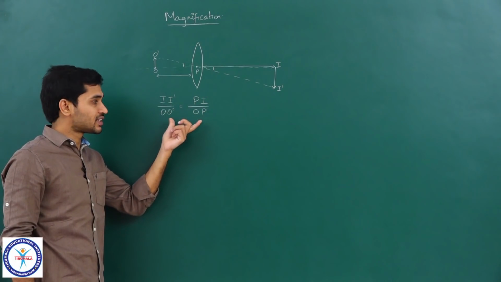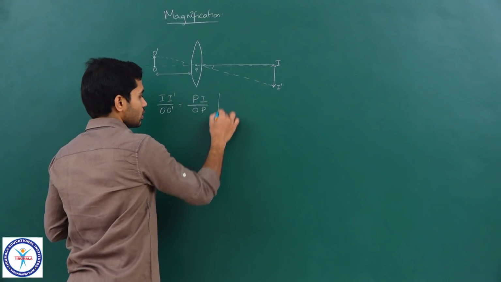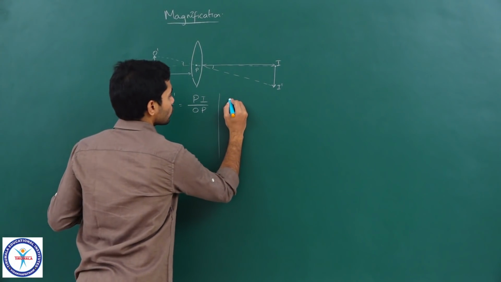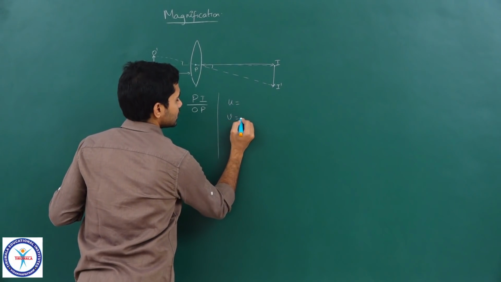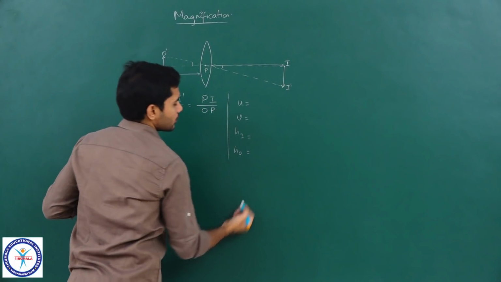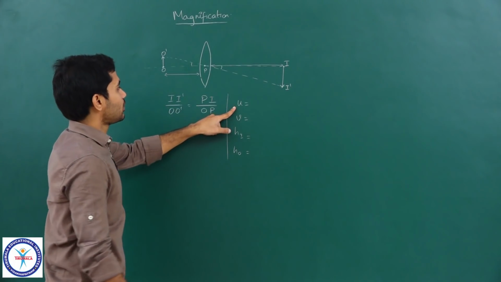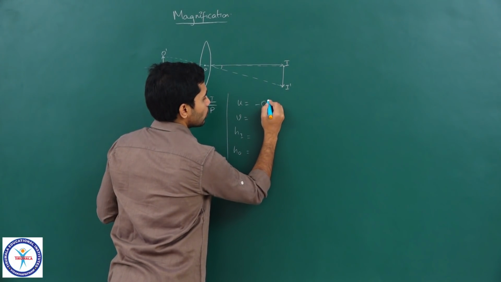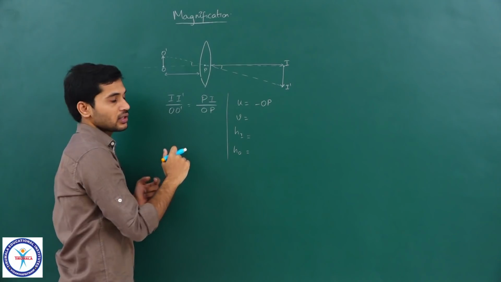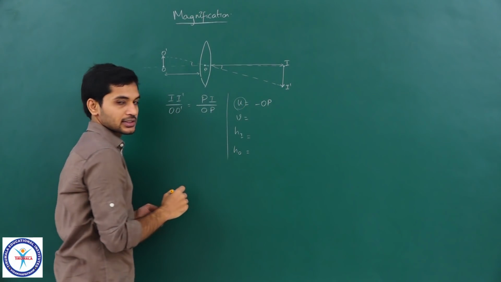So if I have to convert that into a general relation, I will have to substitute the sign convention. So I will quickly write the sign convention for u, v, hi and ho. So let us write. u is on this side, so u will basically be minus OP according to the case which I have taken. OP is the magnitude, so minus OP will be the object distance, correct.